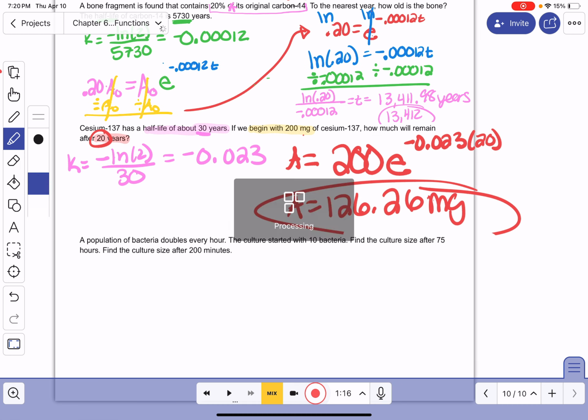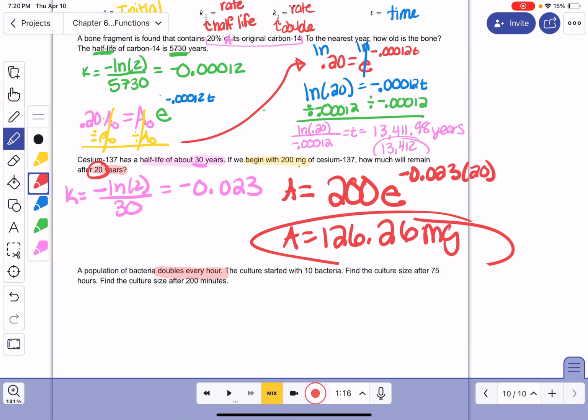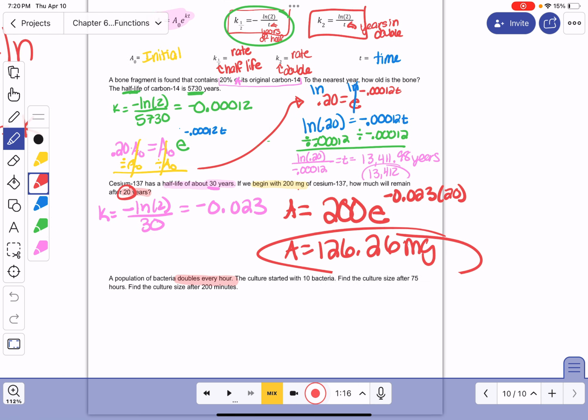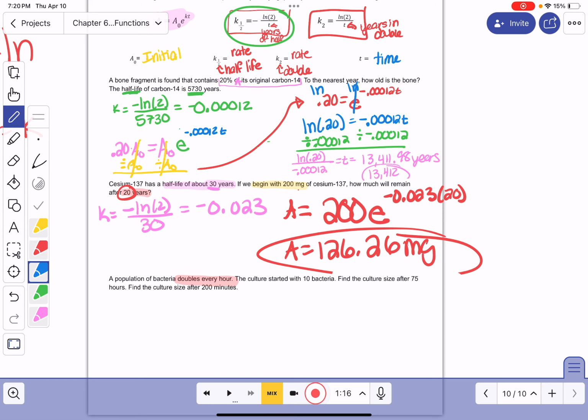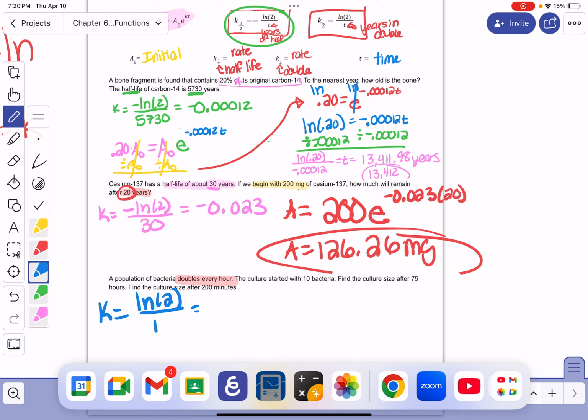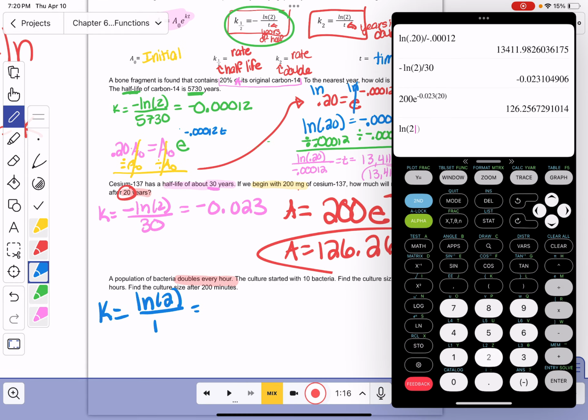A population of bacteria doubles every hour. So now we're going to use the other K. We're going to use the double time, which is just positive. So let's figure out our K. K equals positive ln2 over every hour, so over 1 hour. If we plug ln2 into the calculator, we get 0.693. So that's going to be our K.